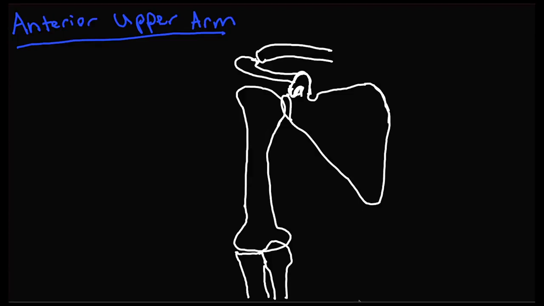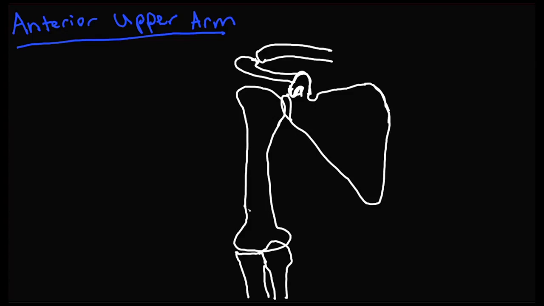All right, welcome to the anterior upper arm anatomy. As you can see, I've drawn some of the bones of the anterior upper arm right here. Even though it's not the best drawing, I think it'll get the point across of what we're going to go over today. We'll start with the osteology of the anterior upper arm first, and then we'll move into muscles and things like that.